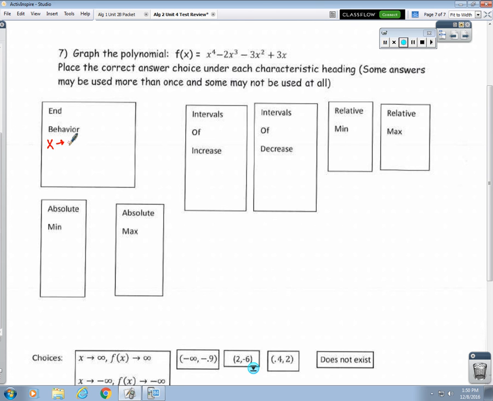X approaches infinity, f of x approaches positive infinity. Yeah, you'll just slide it up on the test. You won't have to write it. And then x approaches negative infinity, f of x approaches positive infinity. They go up on both, no matter which way you're going on the x-axis.